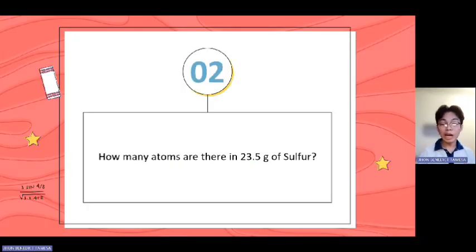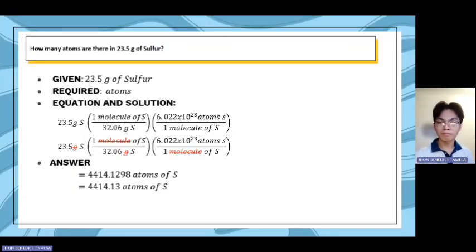How many atoms are there in 23.5 grams of sulfur? Again, using the GRESA method, from the given, we can put the 23.5 grams of sulfur. The required answer is the atoms. Next is the equation and solution.